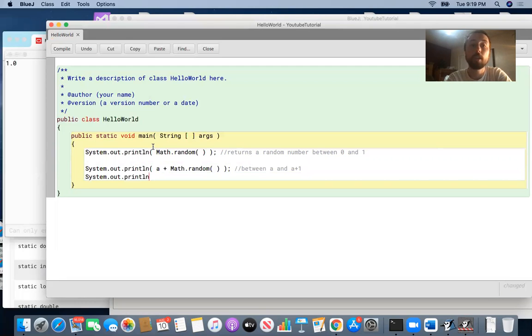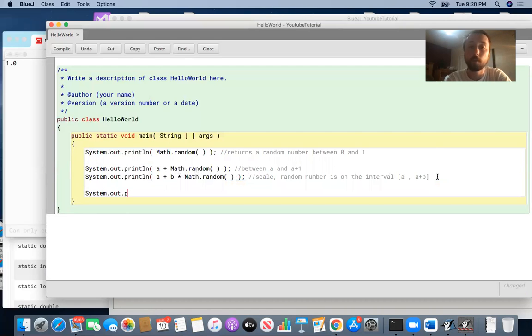What if you want between a and a plus b? So you do a plus b times Math.random. So this would scale so that the random number is on the interval between a and a plus b. Hopefully you can understand, because it's basically multiplying something between 0 and 1 by b. So therefore you get something between 0 and b, and then you're just adding on a regardless. So this is the formula.